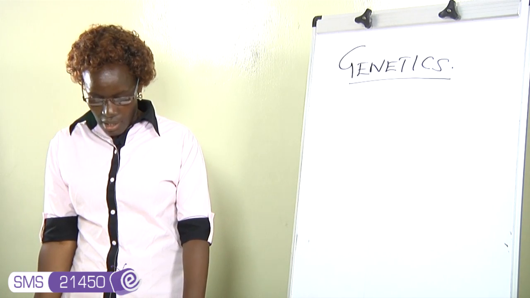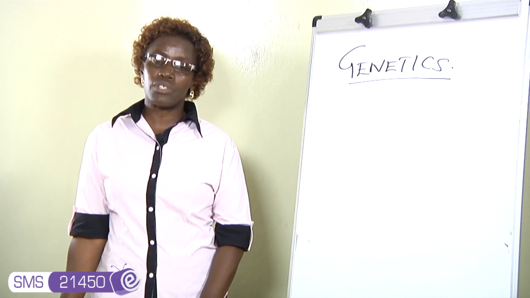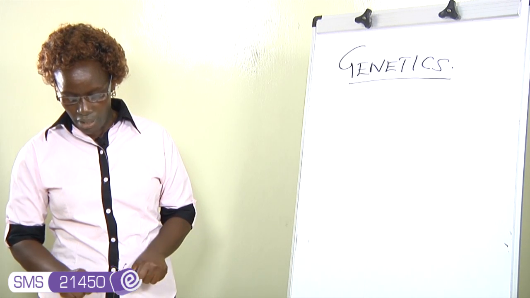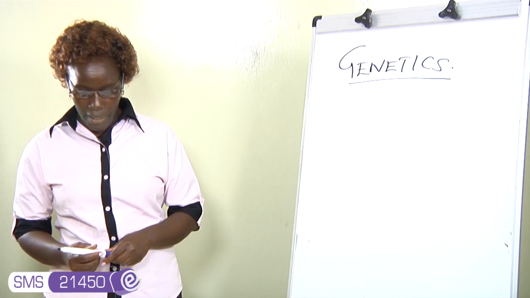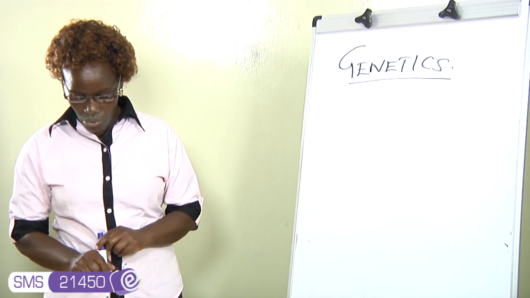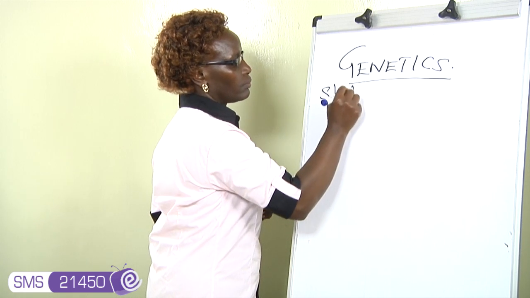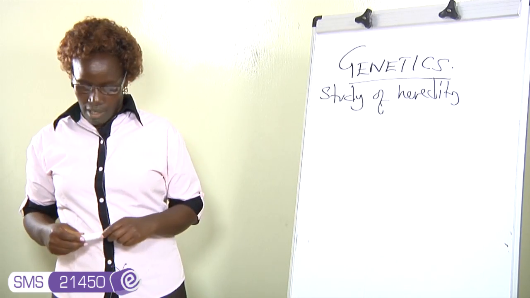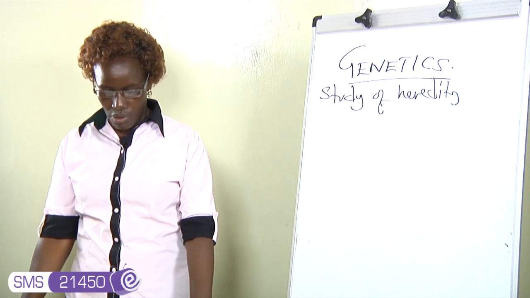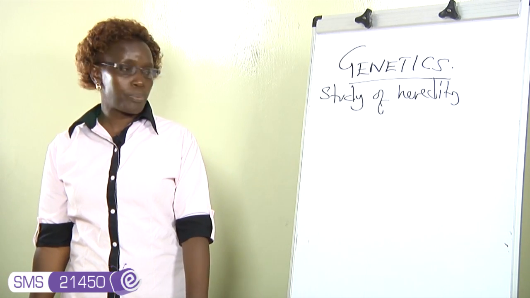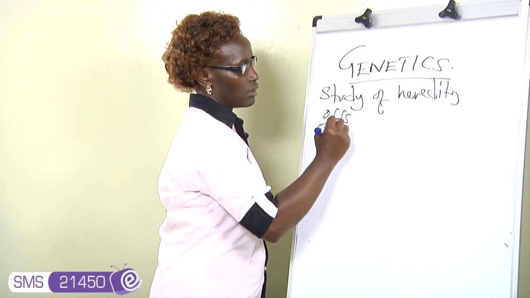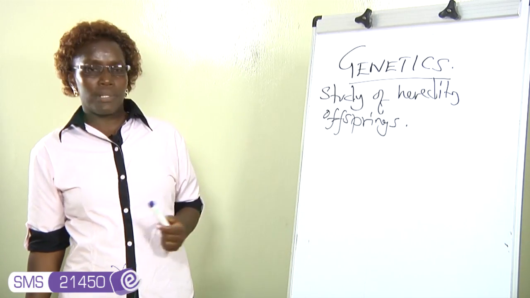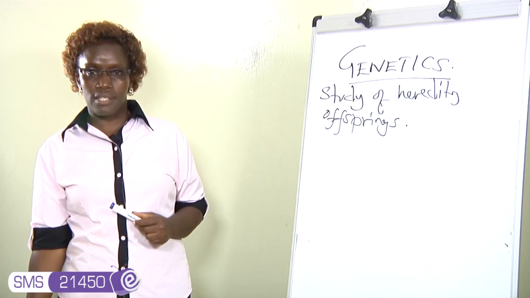All those are variations. But right now in Form 4, we are looking at genetics in a deeper way. We first of all define the term genetics. It is the study of heredity, or how characteristics are passed on from parents to offsprings. Offsprings here means the young ones of organisms, whether plants or animals. The young ones are known as the offsprings.